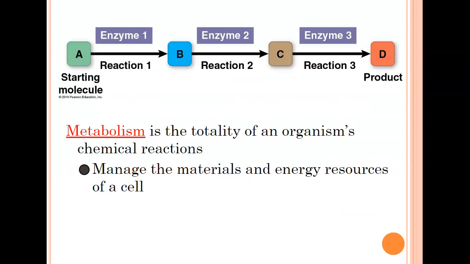Metabolism as a whole is just the sum total of all of an organism's chemical reactions. So it includes all of the breaking of things down as well as all of the building things up. And so it is the management of the materials and energy resources of an entire cell in its entirety. And there are hundreds of thousands, maybe even millions of different reactions happening.